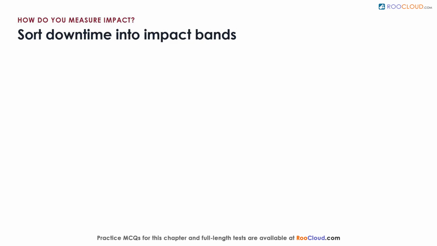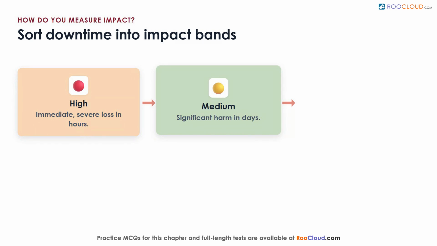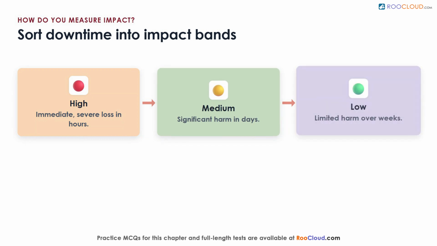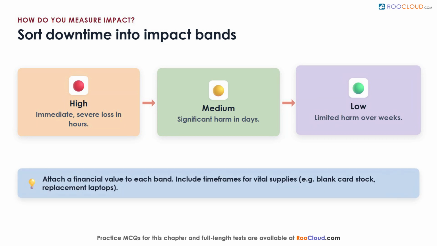How do you actually measure impact? You sort downtime into impact bands, high, medium, and low. Then you estimate each impact in time, like hours, days, or weeks. You use the same approach for data loss, and you can attach a financial value to each band. You also gather timeframes for vital supplies. How long can you run if a supply is cut off?